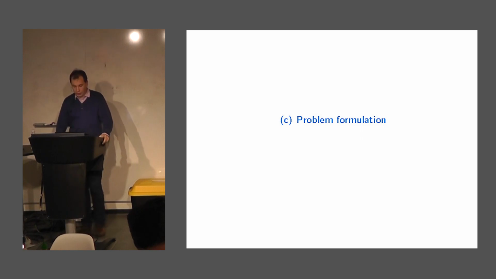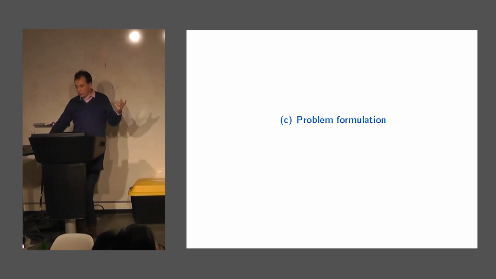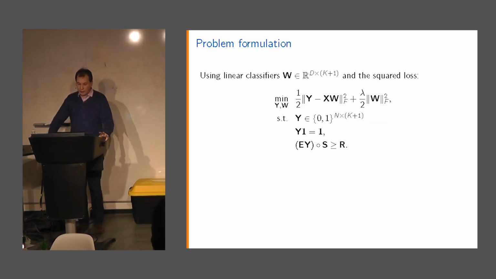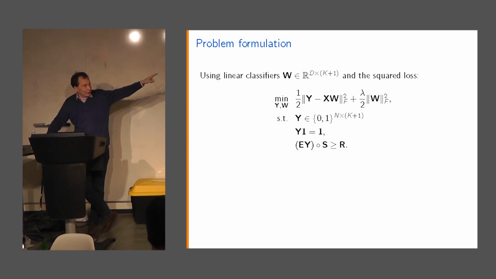Okay, so now I will go back to the discriminative formulation of that problem. And so in that case, we'll use first linear classifiers and the squared loss. So the square loss is not a classification loss, so that's a bit strange to use that loss instead of the hinge loss or the logistic loss. And so the reason for that is the fact that this loss function is actually jointly convex in Y and W.